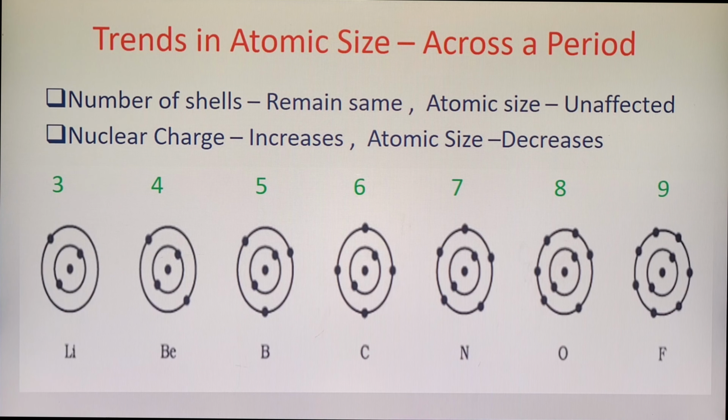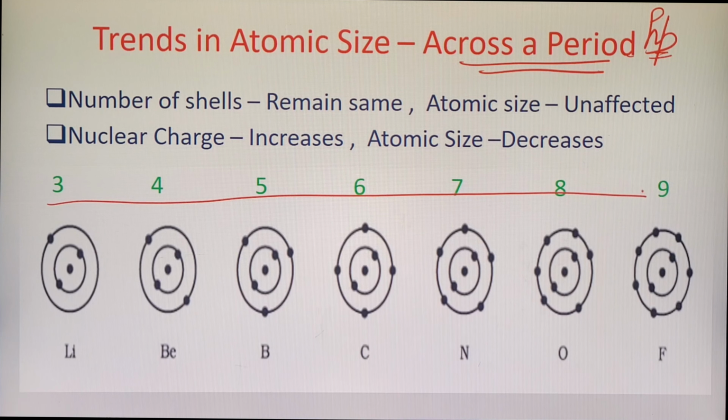Okay, so let's start with trends in atomic size across a period. What is the meaning of the word period, children? The horizontal lines are called periods. That means from left to right, it is called a period. We will again take the example of the second period. Which are the elements of the second period? Lithium, beryllium, boron, carbon, nitrogen, oxygen and fluorine.